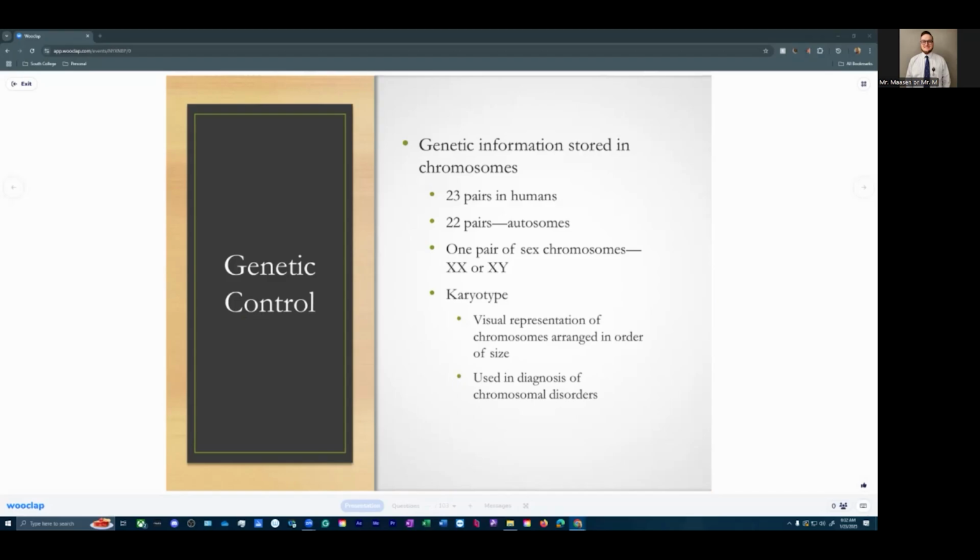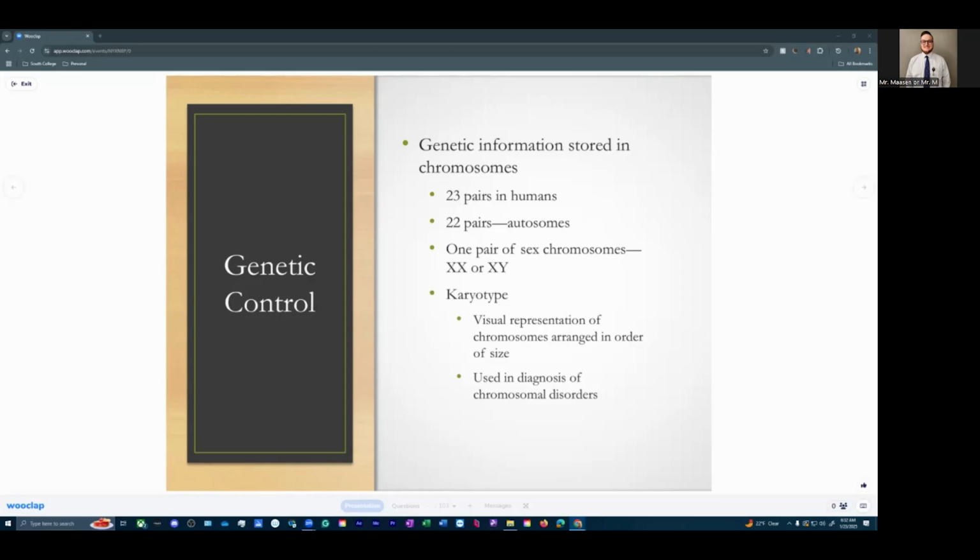So what is the genetic information? You remember from A&P, the nucleus of our cell contains our DNA. That's the blueprint for who you are, and it's stored in our nucleus. For humans, we've got 23 pairs, so that's 46 chromosomes, 23 paired together. 22 are known as autosomes, which are just the genetic code that makes you you, and one pair is always going to be the sex chromosome. So female is XX, male is XY.